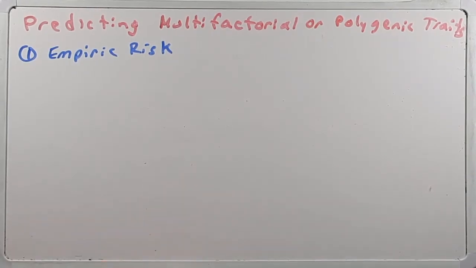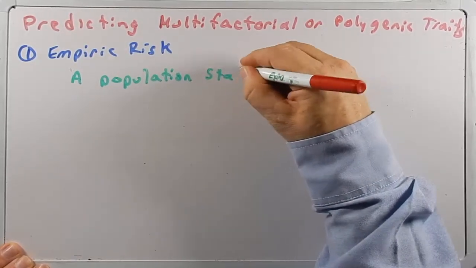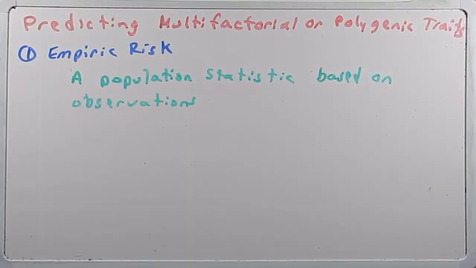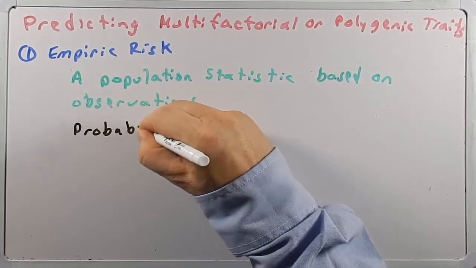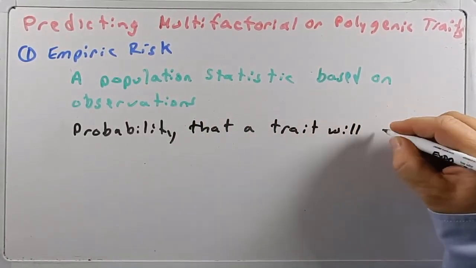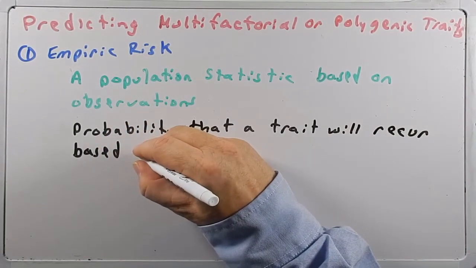So what is empiric risk? Well, first of all, before I define it, I want to tell you that it's a population statistic based on observations. It's not necessarily a pure calculation. And not to worry, you're not going to have to calculate an empiric risk, but you should know that it is a population statistic based on observations. More precisely, an empiric risk is a probability that a trait will reoccur based upon its incidence in a population.